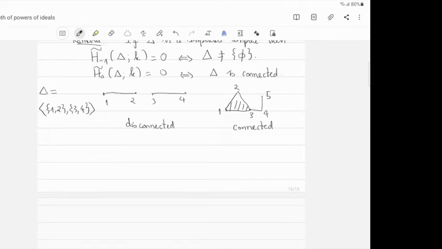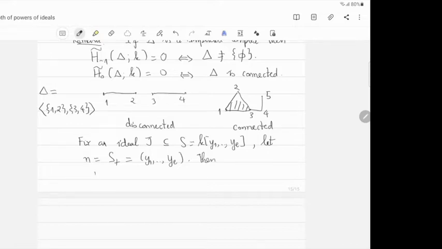Okay, so I have some notation. Assuming that you have an ideal J in a polynomial ring S, I use another ring other than R, and let N be the greatest maximal ideal of S, generated by y1 up to ye. Then by definition, this is the saturation of J, the union of the colon of J to powers of the maximal ideal.